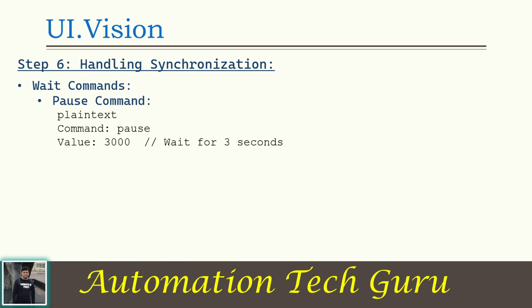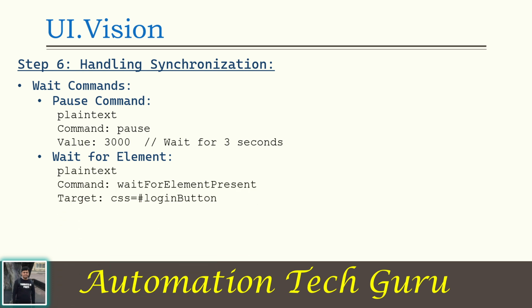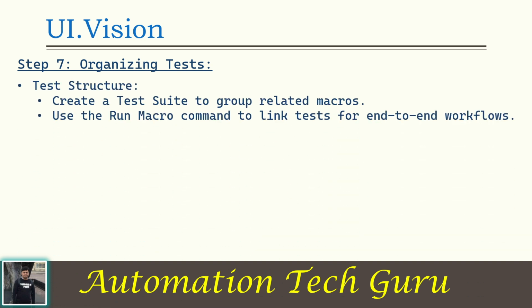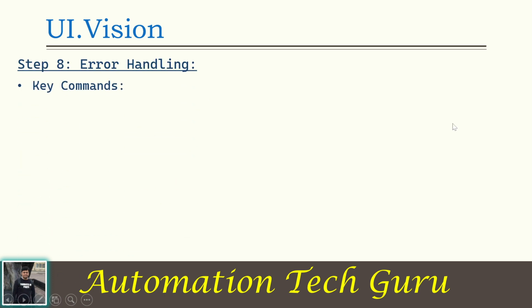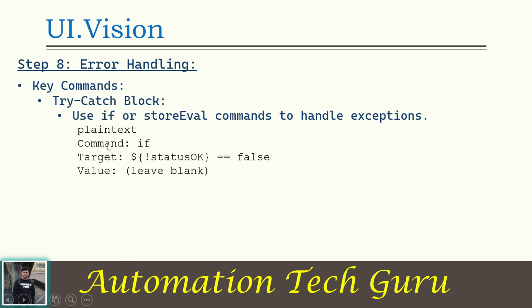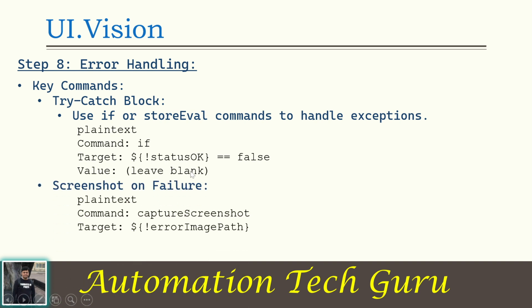Then handling synchronization. Wait command for pause: you can use the plain text command pause, value 3000 for 3 seconds. Wait for element present. Then organize test structure: create a test suite to group related macros. Use the run macros command to link tests for an end-to-end workflow. Error handling: you can use a try catch block, use the if, store, eval commands to handle the exception. Screenshot on failure: capture the screenshot to an error image path.